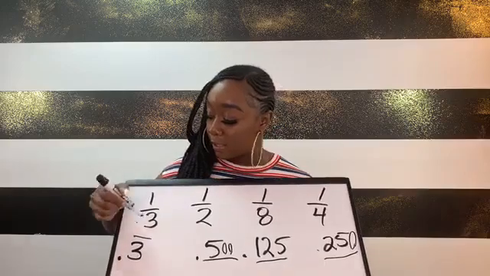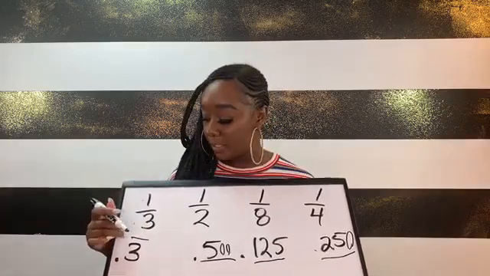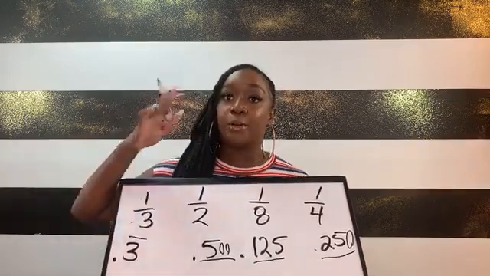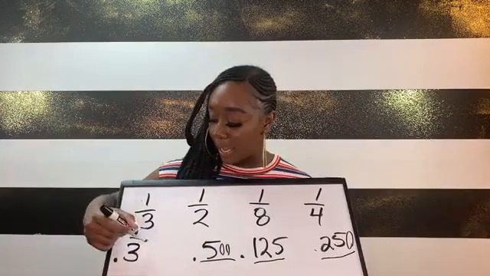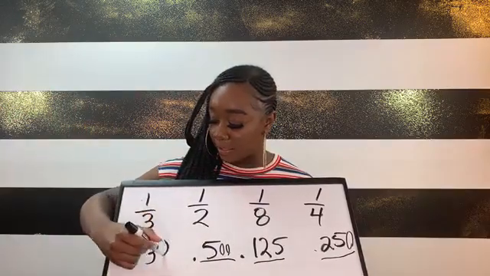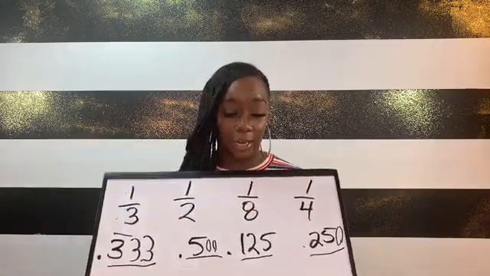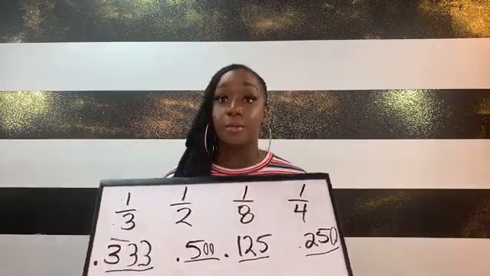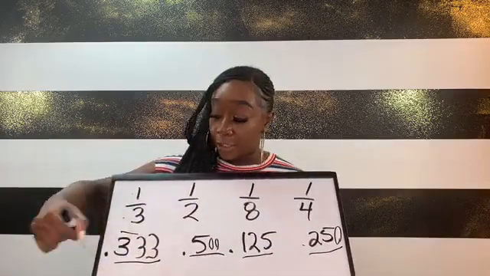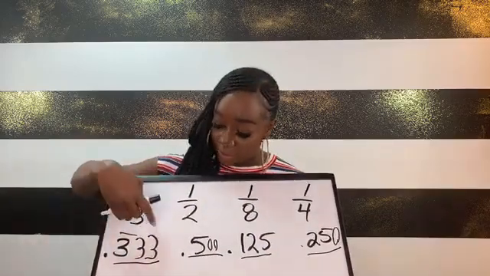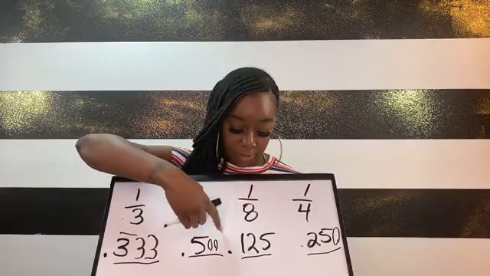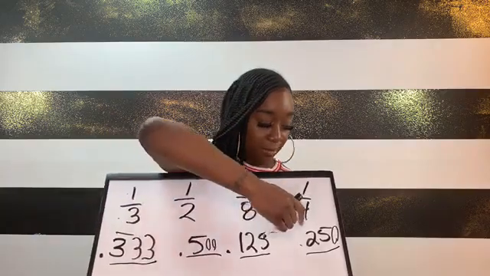Now, 1/3 is 0.3 repeating. Whenever you see the repeating symbol, that means that the same number goes on and on and on forever. So I'm going to add 2 more 3s because again, I'm looking to have 3 digits behind my decimal so that I can compare. Now remember I told you the trick: look at your numbers as whole numbers. So I have 333, I have 500, I have 125, and I have 250.